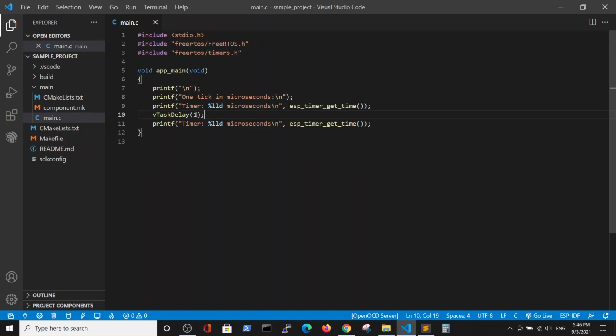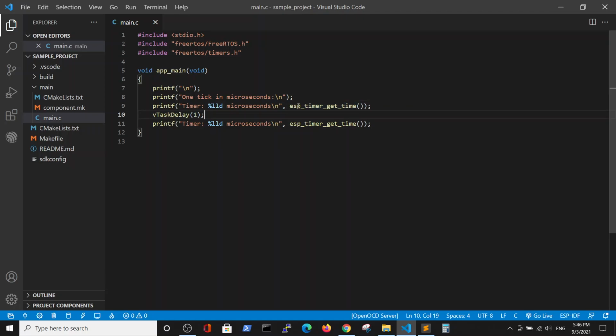In this program, we want to measure the minimal difference for task delay. For example, we want to perform a delay of one tick. In the previous videos, we talked about ESP timer get time, which is the time from the beginning of the timer in microseconds.